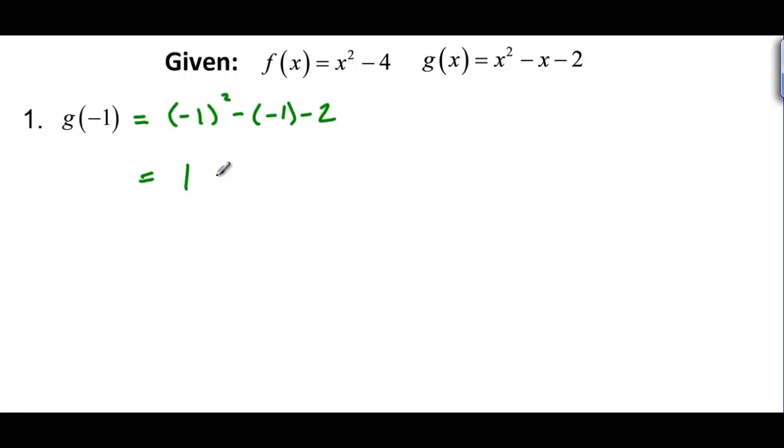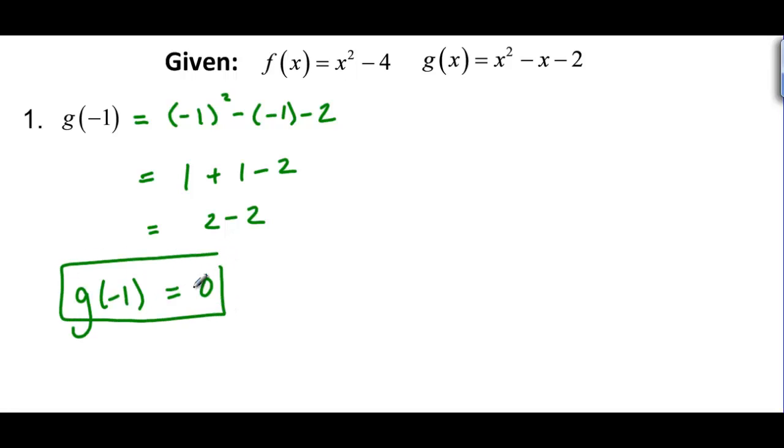So this is going to be 1 plus 1 minus 2, which is 2 minus 2, which gives me an answer of 0. So to write it correctly, I have g of -1 equals 0. And again, that means if I input a -1, we get a 0. In our last chapter, we actually used the remainder theorem and synthetic division to find that. But for this chapter, since we're just dealing with normal functions, it's okay just to input it in.